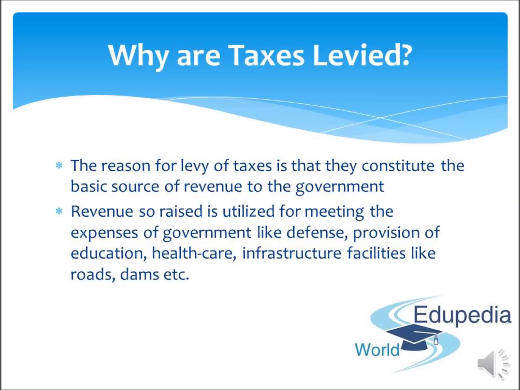So this is the major reason, in fact the only reason, that the government levies taxes on its citizens, so that they can meet the various expenditures for the economy. The various things on which the government needs to spend are defense, provision of education, healthcare, infrastructure facilities like roads, dams, etc., and many more. The government has so many expenses to meet. So they collect revenue from the citizens in the form of taxes and give back to them in the form of defense, provision of education, healthcare, etc.